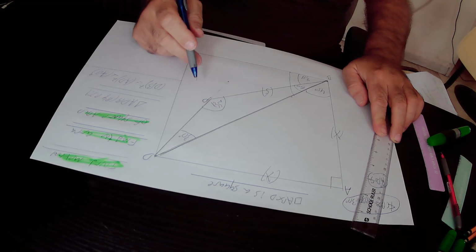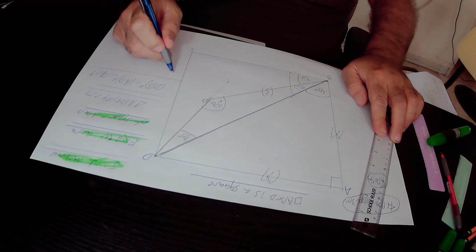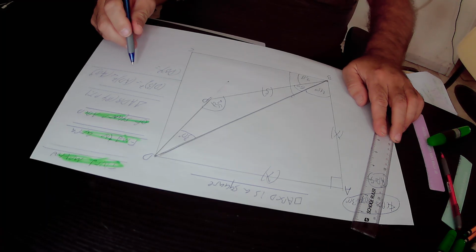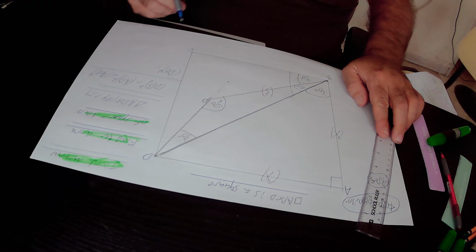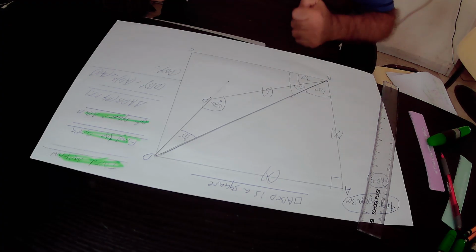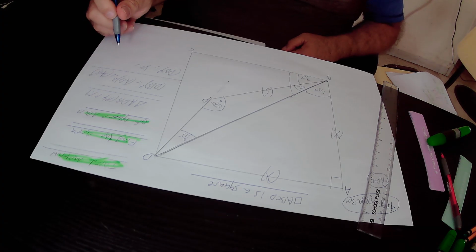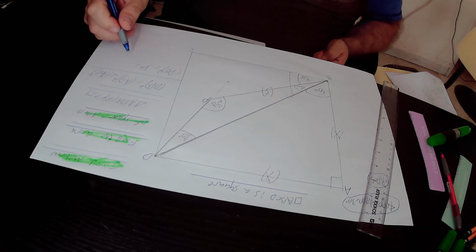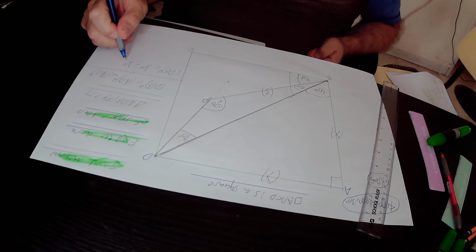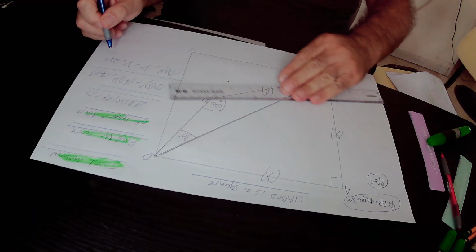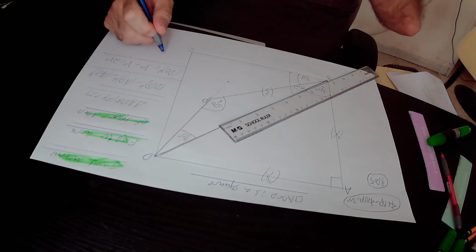DB is the missing side. So DB squared equals AD squared. AD is x, therefore AD squared is x squared, plus AB squared. AB is also x, so AB squared is x squared. So in total, DB squared equals x squared plus x squared, that is 2x squared. DB squared equals 2x squared.